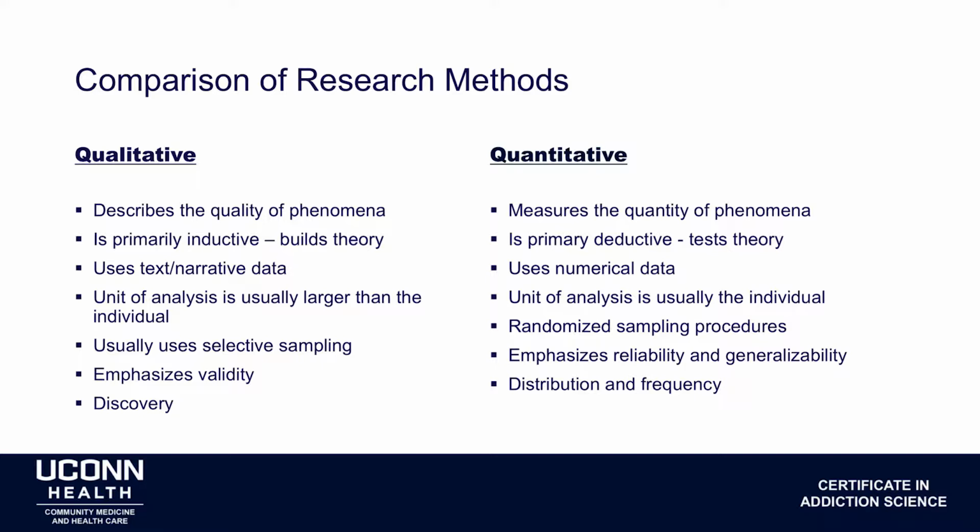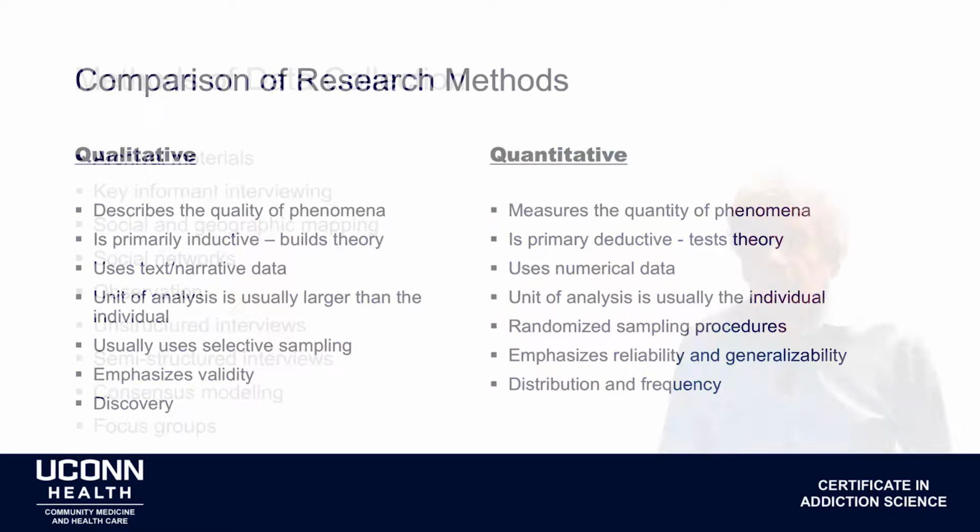So you don't need random sampling, but rather selective sampling to discover the elements you're interested in, whereas quantitative methods emphasize random sampling. Qualitative methods emphasize validity, and quantitative methods emphasize reliability and generalizability, meaning that we want both. We want to know whether the concept means something to people in the community, and we as well want to know reliability and generalizability. And finally, qualitative methods are focused on discovery, things that you're identifying in the community that you didn't know before, versus the things you do know and want to understand the distribution and frequency of those phenomena.